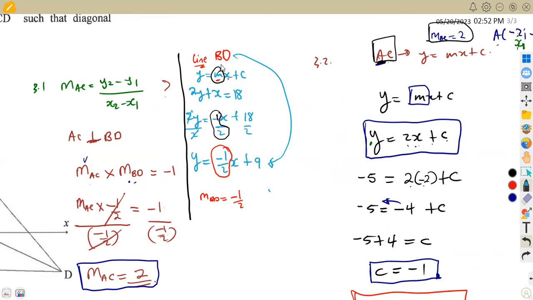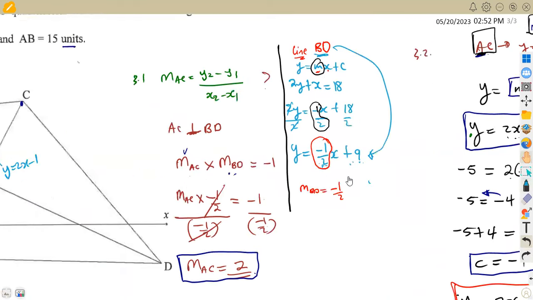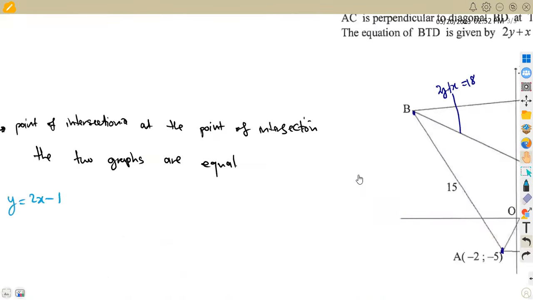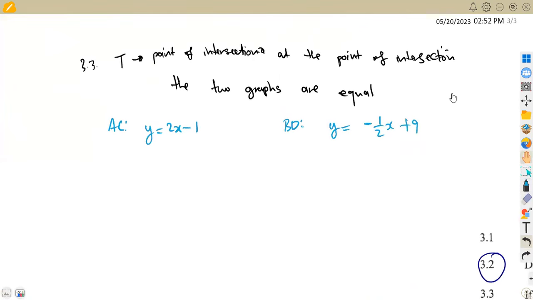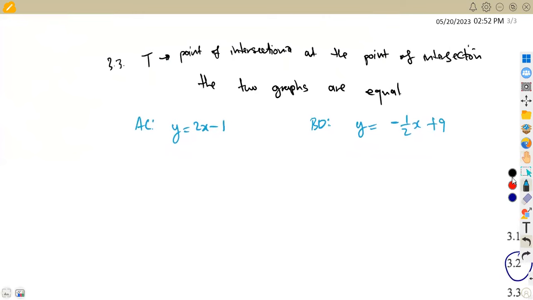This is the equation of line BD, just in the gradient intercept form, that is y is equal to mx plus c. So this is the one that I'm going to use here: y is equal to minus half x plus 9. So from the line BD, we have the equation that corresponds there, that is y is equal to negative half x plus 9. Okay, so we are saying that at the point of intersection, these two will be equal. That is the AC and the BD. They are equal in value, the y value.